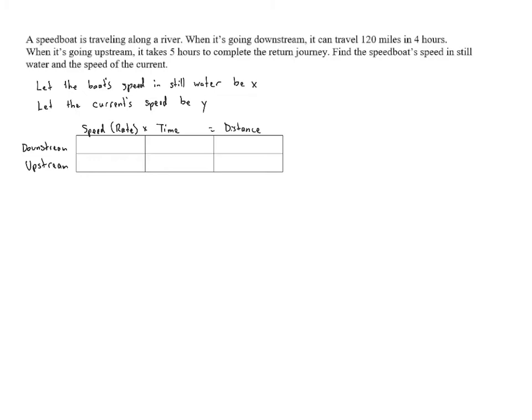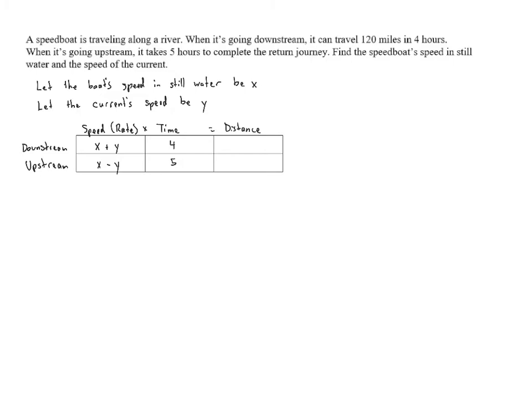All right, so we said that downstream the time was 4 hours and upstream it was 5 hours. Now we need to figure out the speed of the boat in each of those situations. When it's going downstream, that means it's going with the current because currents run downstream. So it's not just going to be going at a speed of x, but that current is going to push it faster by y. And then when it's going upstream, the current's going to slow it down by y. So the speeds are going to be x plus y and x minus y.